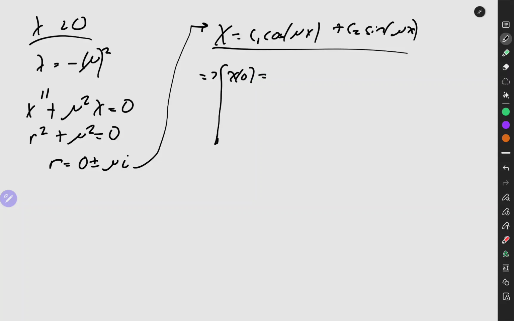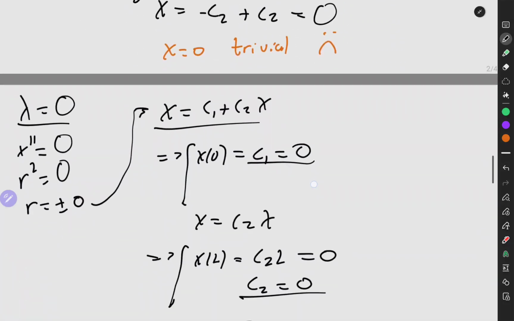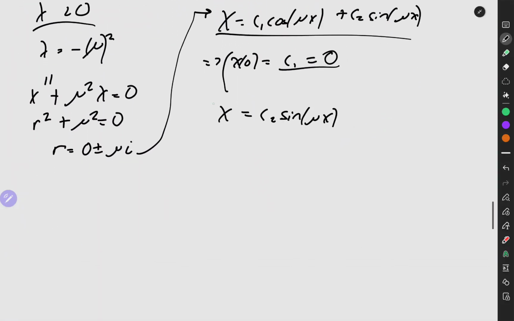First, boundary condition. Sine of 0 is 0. Cosine of 0 is 1. C1 is 0. That tells us we don't need to have all that. Cx is C2 sine of mu x. So this is the possible runner-up, because the last two didn't work. So this has to be the eigenfunction, right?